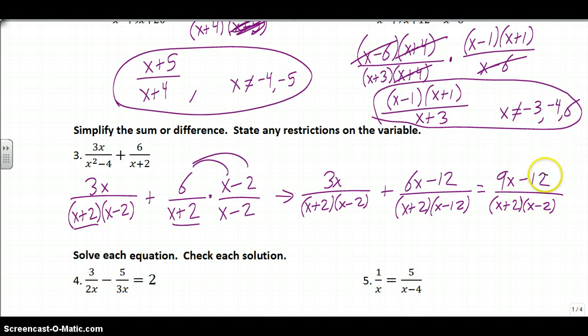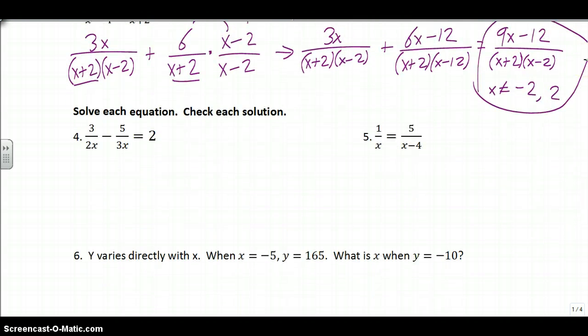Quick scan, make sure nothing reduces. You could arguably factor out a 3 and make that 3x minus 4, but I noticed that nothing is going to cancel if I do that, so that's actually not a good use of time. It also asks for any restrictions, so x can't be negative 2 or 2. Those are your restrictions, so there you go.